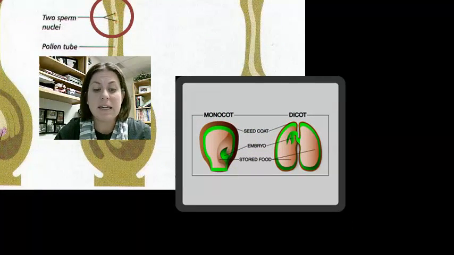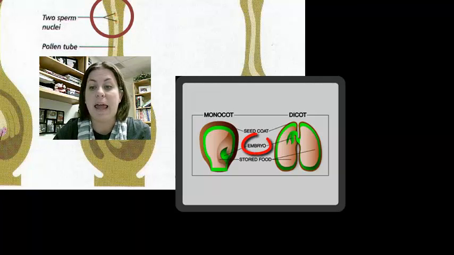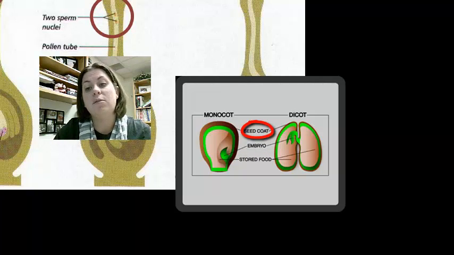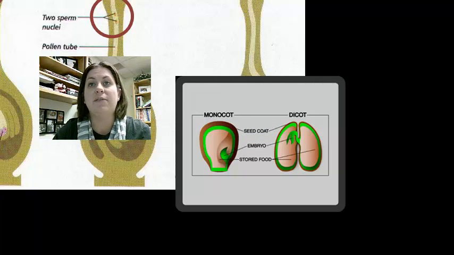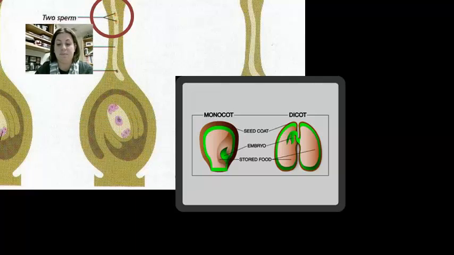The seed is going to contain a couple of things. It's going to contain the plant embryo. It's going to contain the triploid endosperm, which is the food source. But both are going to be surrounded or contained in a seed coat. Therefore, guys, the ovule, once it's fertilized, is going to become the seed. Now here you can see the slight difference between the monocot and the eudicot, which was discussed in a previous lecture. But here you can see the seed.